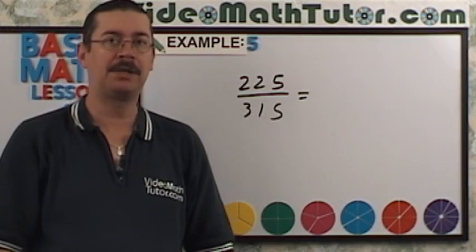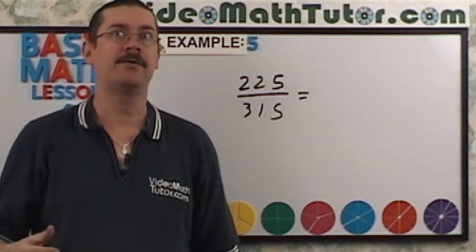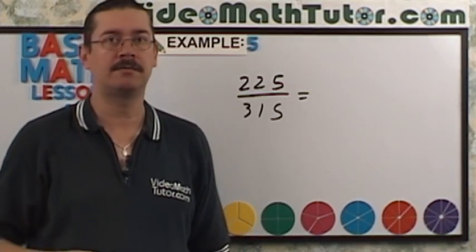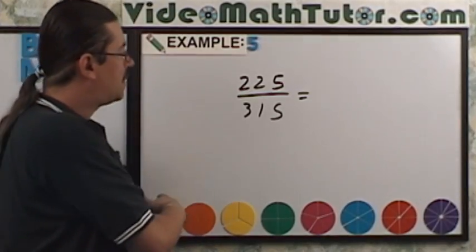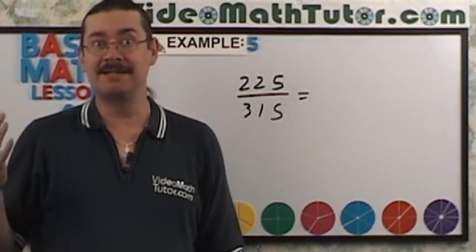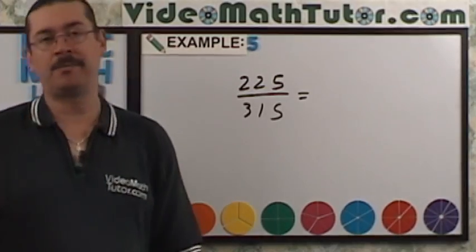For example 5, I would like to reduce this fraction to lowest terms. Now, okay, what method? Cancellation, GCF? Well, it's your call. Try both methods if you like. I'm going to try to be as straightforward as possible. Okay, when I see something like this, first I've noticed it ends with 5s. That means I can divide everything by 5. And you can use a calculator or do it by hand.